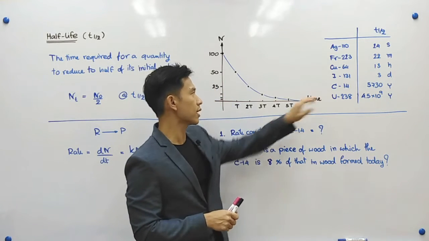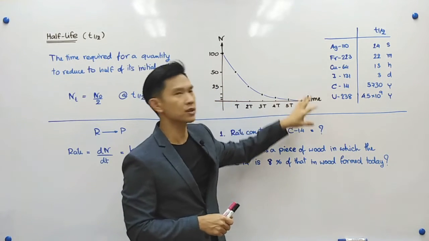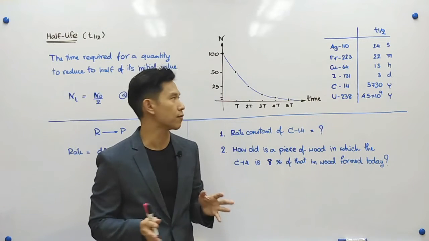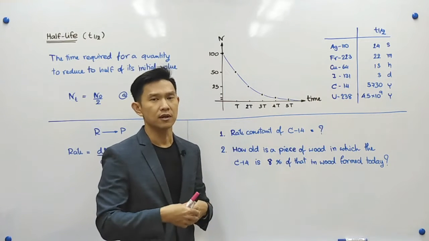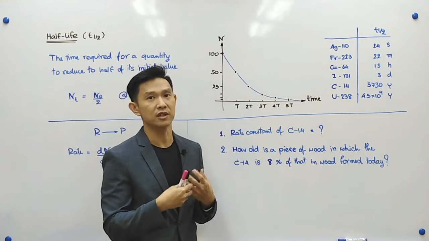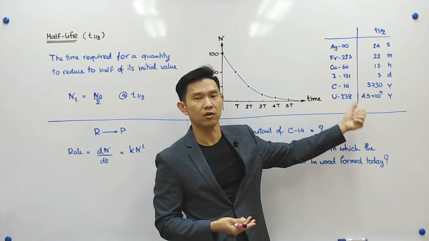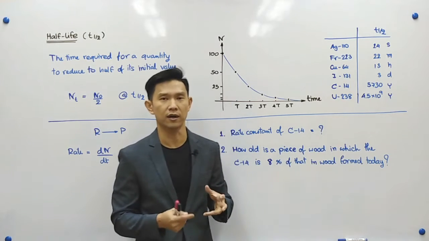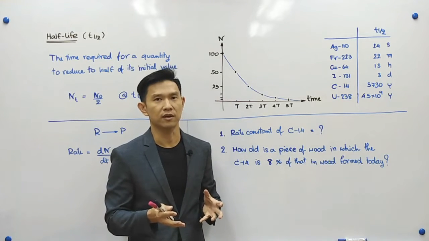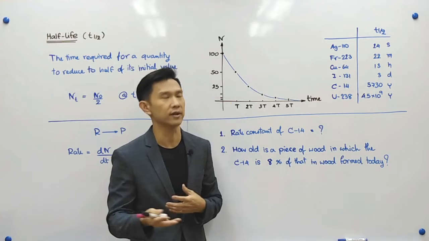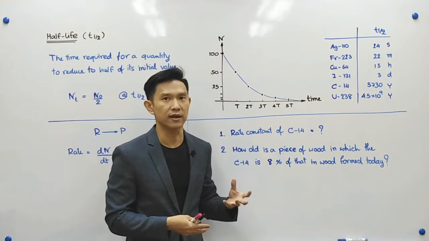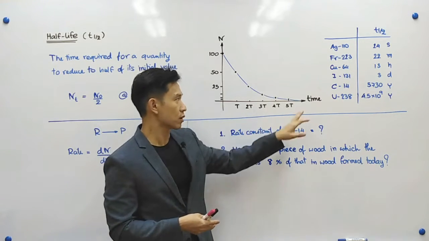For carbon, it is just suitable for something in the range of around 1,000 to 10,000 years. But uranium is used for something even longer than that, like rocks that we found somewhere, right? And we want to know the age of those rocks. We'll talk about it later.